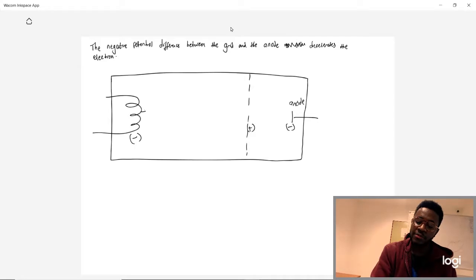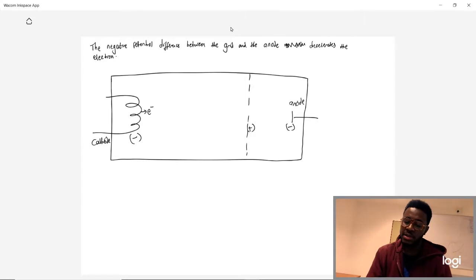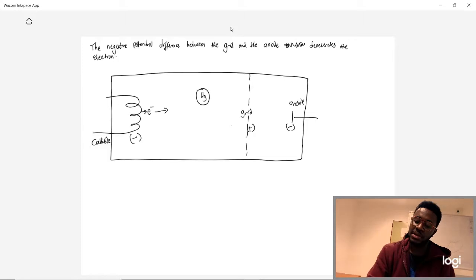So the electrons are coming out from the cathode. Why are they coming out from the cathode? Because it's being heated. Yes, it's being heated. Exactly. So they're coming from the cathode and they are being accelerated towards the grid. Inside here, between the cathode and the grid, you have mercury atoms. You can imagine it, you have them everywhere. I mean, at low pressure. It's not that important, but you have mercury vapor.